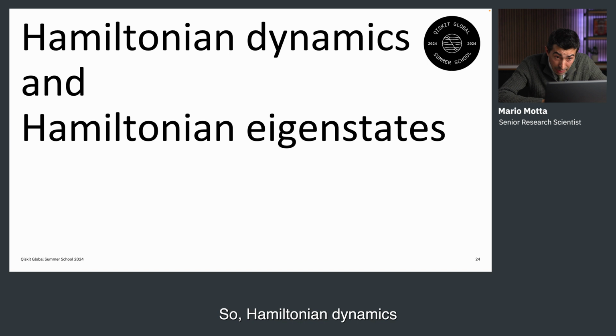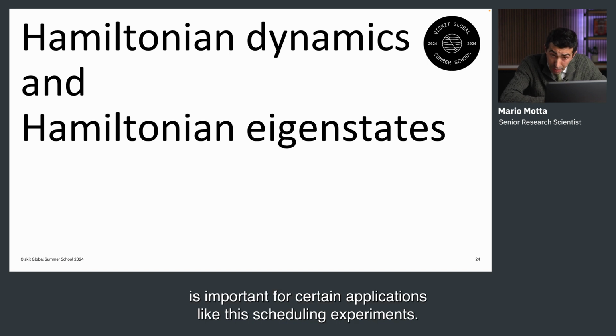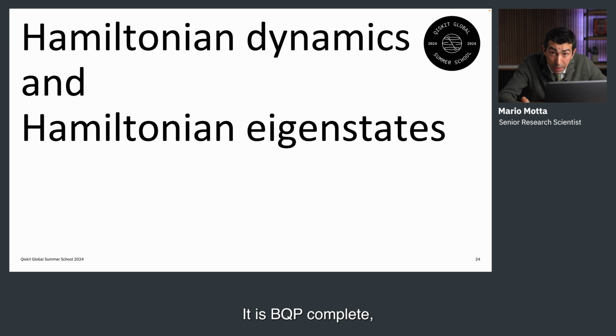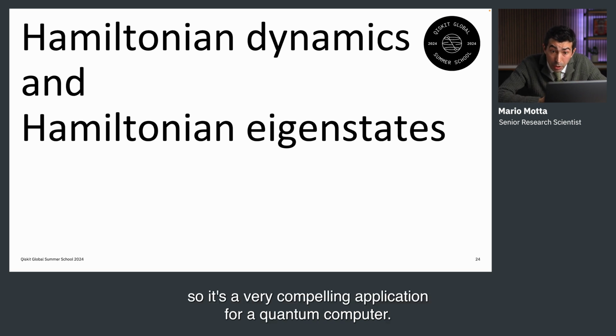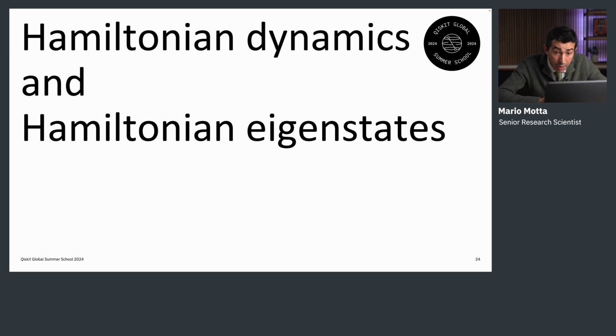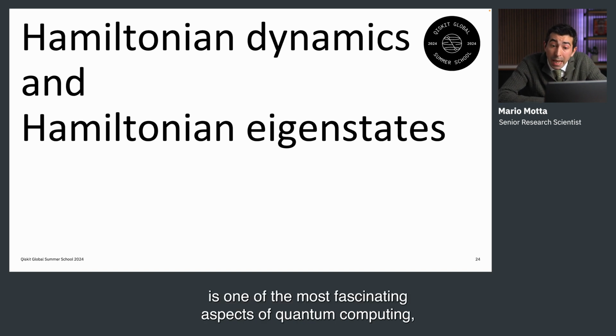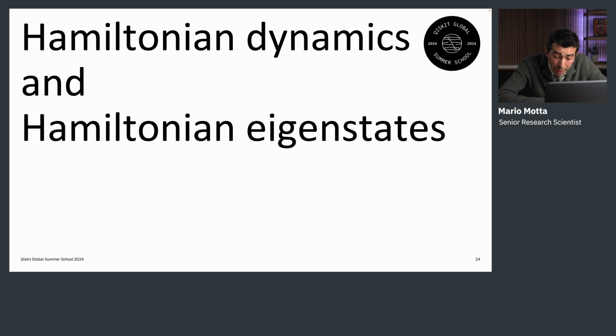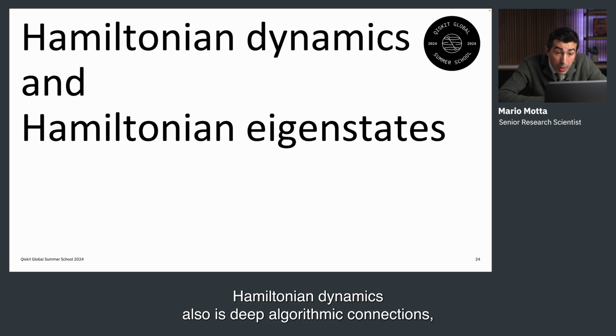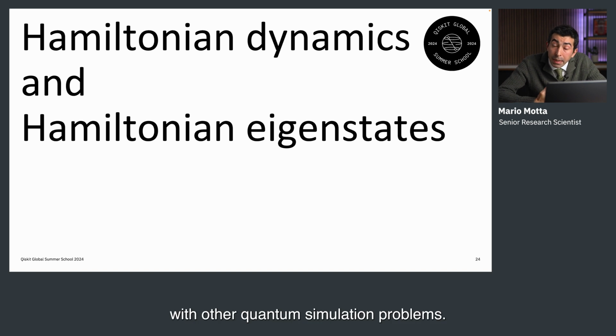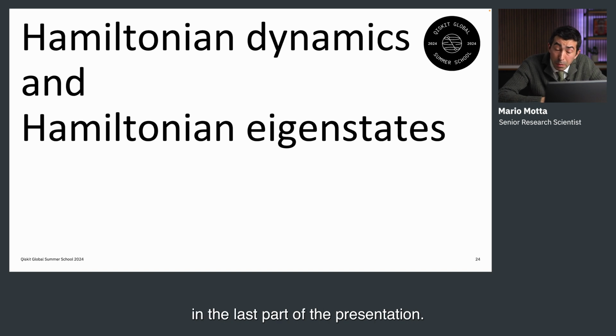So Hamiltonian dynamics is important for certain applications like scattering experiments. It is BQP complete, so it's a very compelling application for a quantum computer. And this, to me, is one of the most fascinating aspects of quantum computing. Hamiltonian dynamics also has deep algorithmic connections with other quantum simulation problems, and I will cover this topic a bit in the last part of the presentation.